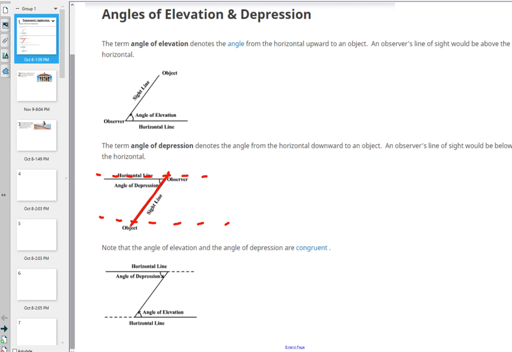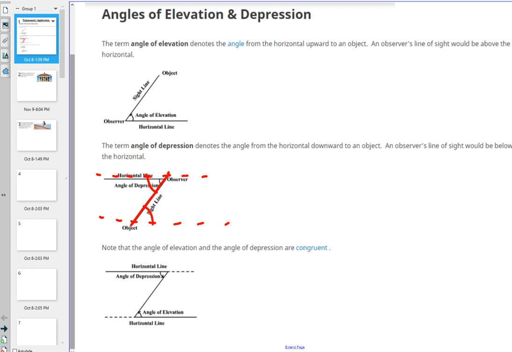Thank you, transversal, good. And when we did angles earlier this year and two parallel lines were connected with a transversal, the angle of depression is the angle that takes you from the top horizontal line down to the line of sight. The angle of elevation is the one that takes you from the transversal down to the bottom parallel line.